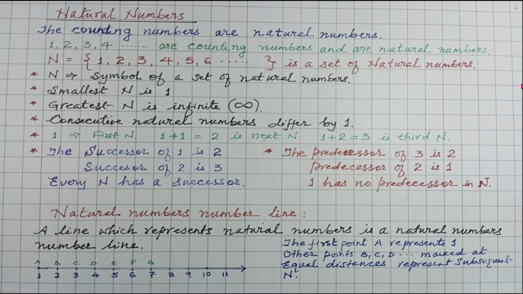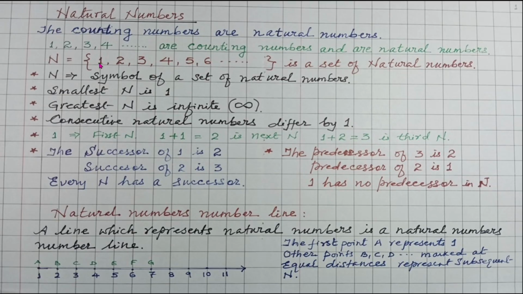A set of natural numbers is represented by the symbol N, and N is equal to 1, 2, 3, 4, 5, 6 and so on is a set of natural numbers. The smallest natural number is 1. The greatest natural number is infinite, and the consecutive natural numbers differ by 1.